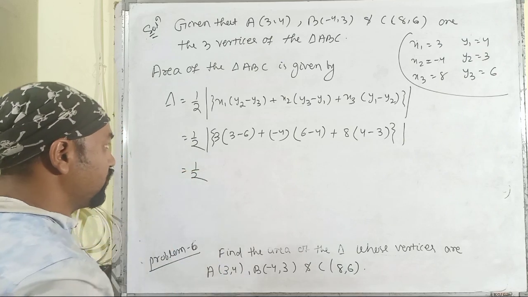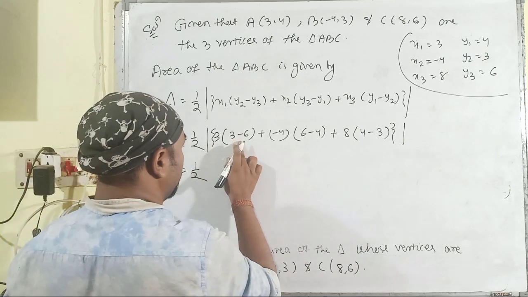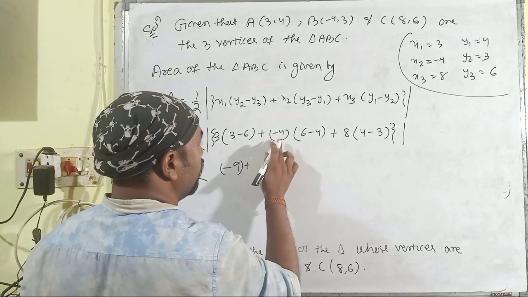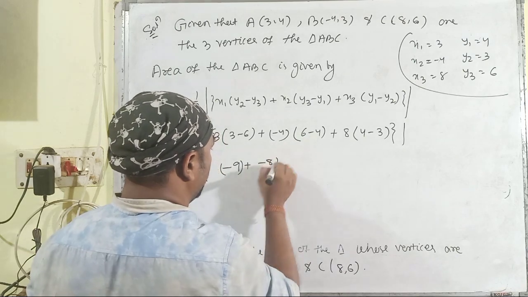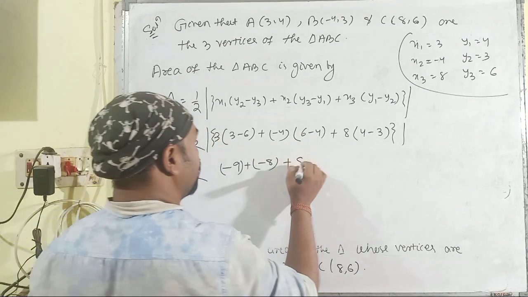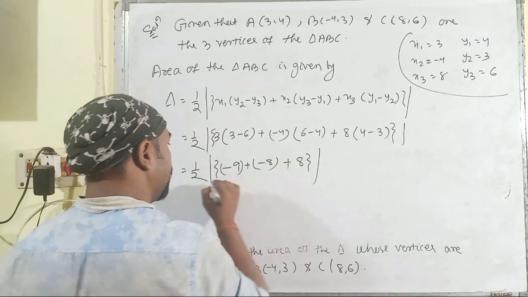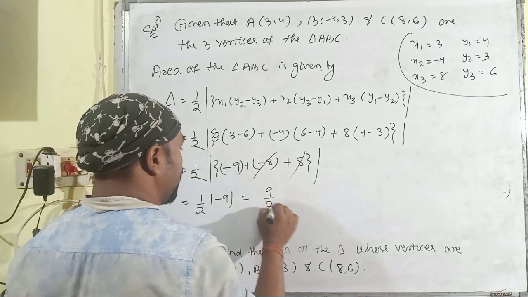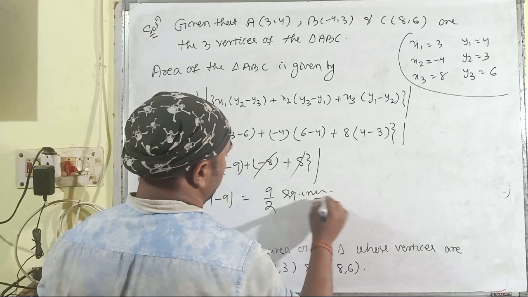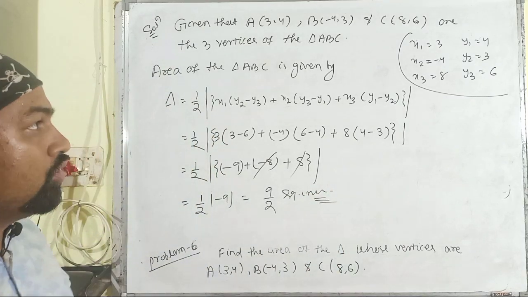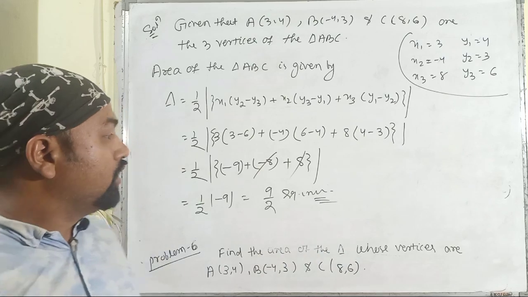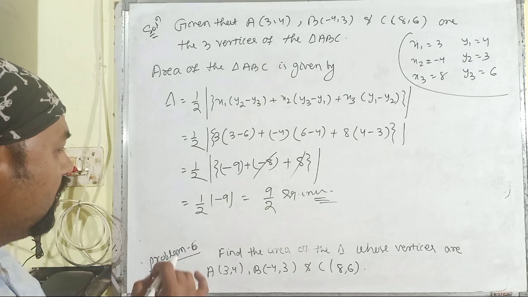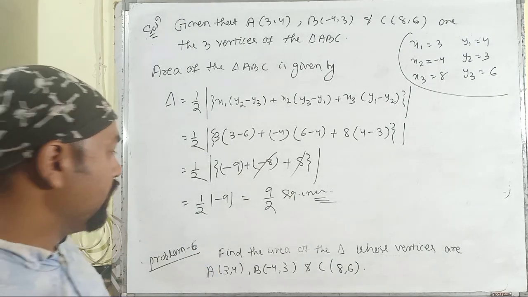Then simplifying these steps, it is 3 multiplied with minus 3, that means minus 9, plus minus 4 multiplied with 2, minus 8, plus 8. Plus 8 and minus 8 got cancelled, so half of the modulus of minus 9, that means it is 9/2 square units. So here is the final solution, the area of the given triangle that we have evaluated by using the vertices of the given triangle ABC.